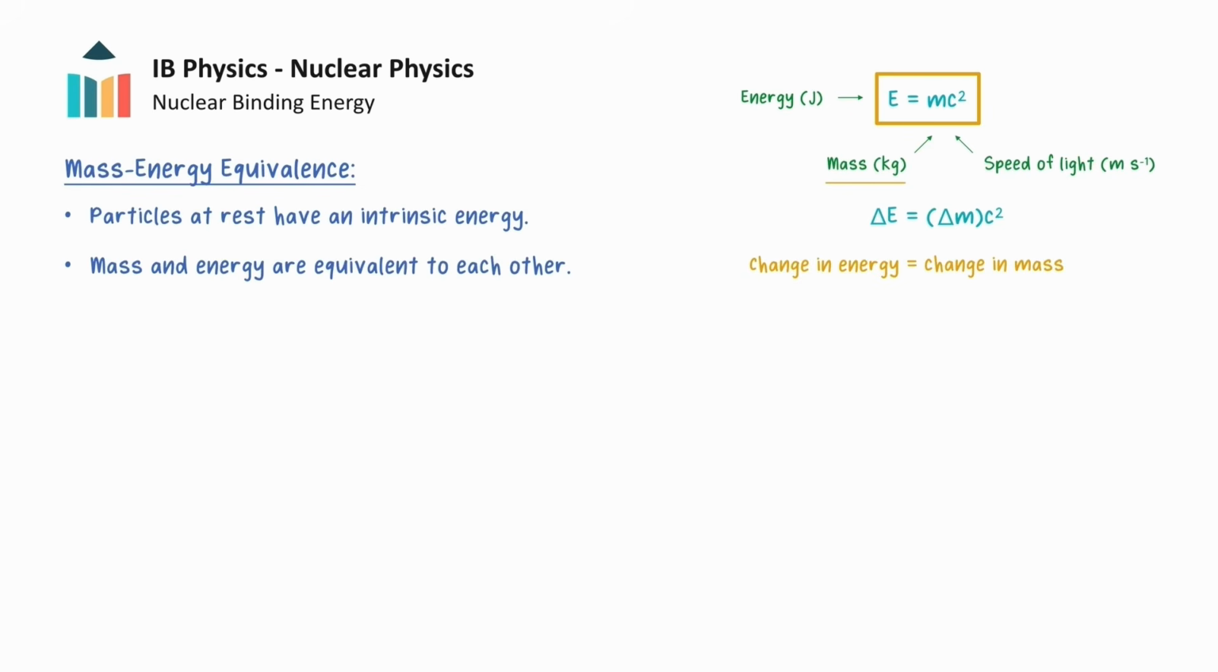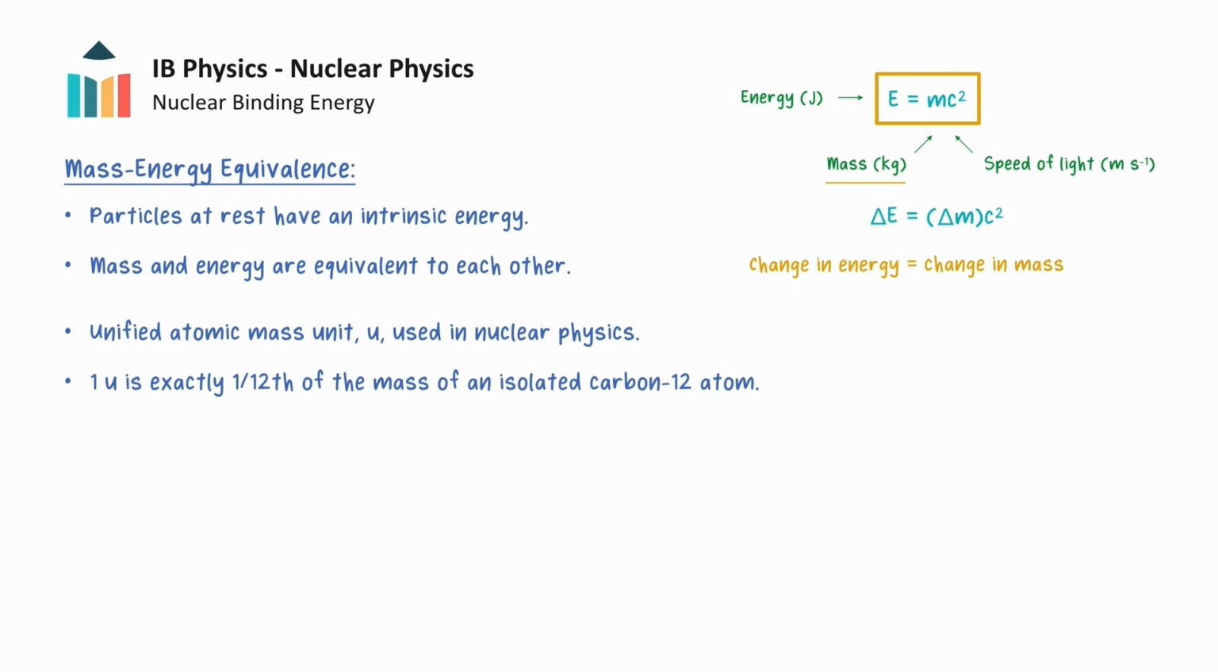The SI unit for mass is the kilogram, but this is a very large unit when talking about atomic particles. So instead, we use a smaller unit of mass called a unified atomic mass unit, denoted by u. This is defined as 1/12 of the mass of an isolated carbon-12 atom, and has a value of 1.661 times 10 to the power negative 27 kilograms. This is approximately equal to the rest mass of either a proton or a neutron.